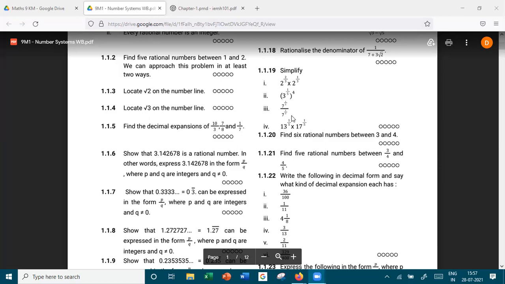1, 2, 3, 4. What happened to the other two, Aryan? I've sent. You sent 4. There are 6 numbers. 2 more are required.